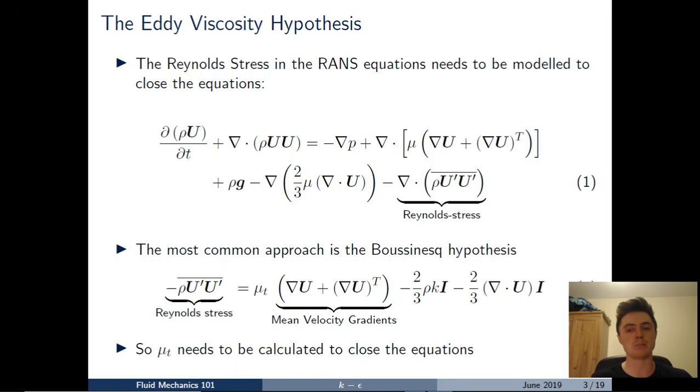And so when we make the Boussinesq hypothesis there in equation 2, all we need to do is calculate what the eddy viscosity, mu t, is. Once we know what mu t is, we have the mean velocity gradients, and we can use that to express the Reynolds stress term there in the RANS equations and close the system of equations. So just a reminder with the RANS model, we need some way of calculating the eddy viscosity mu t, and that's where the k-epsilon model comes in.